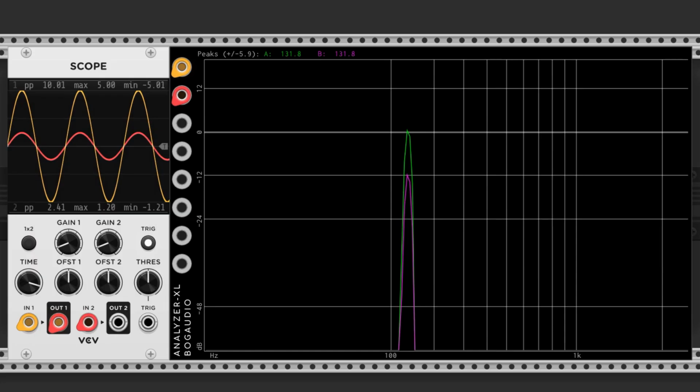The amplitude refers to the strength of the wave, and will result in louder or quieter sounds. We can see the difference in amplitudes of these two sine waves on the scope. The yellow sine wave is taller and therefore louder than the red sine wave.